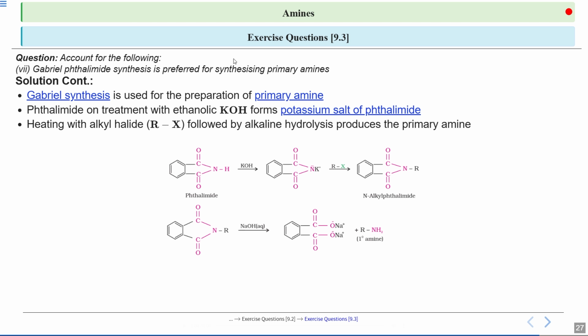So if we look at this reaction, we have a phthalimide. When it reacted with KOH, okay, so you will see we'll get a potassium salt of phthalimide, and when we further heat it with alkyl halide, okay, we get an N-alkyl phthalimide. Okay, and in this case you will see here we have an N-alkyl phthalimide. When we react it with NaOH, okay, then we will get a primary amine, which is RNH2.